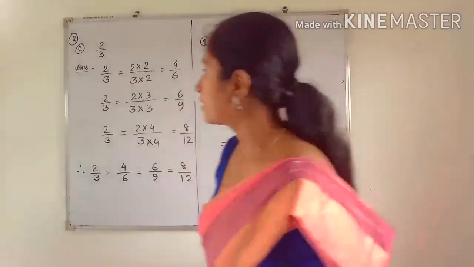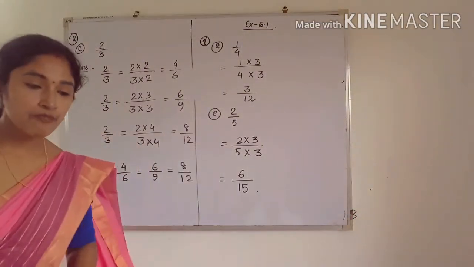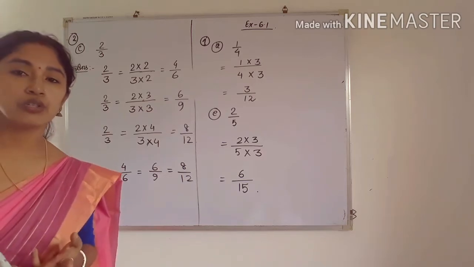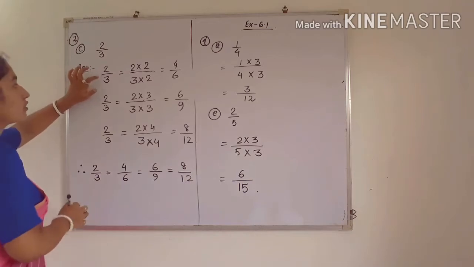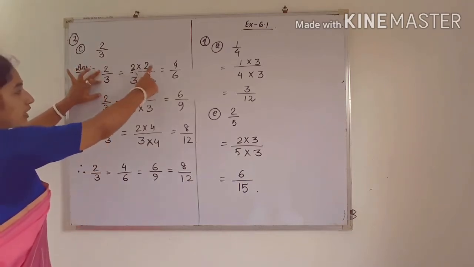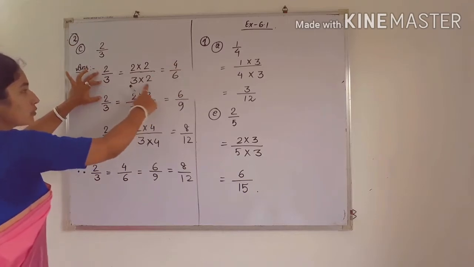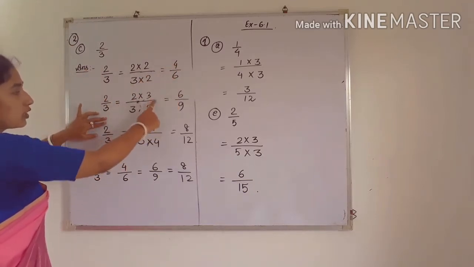Okay, so next come to question number 2. In question number 2 you have to multiply with 3 numbers. It is given in the question: 2, 3 and 4. So first of all you have to write the fraction, that is 2 by 3. First we will multiply the numerator and denominator by 2. So 2 2s are 4, 3 2s are 6. So 4 by 6.